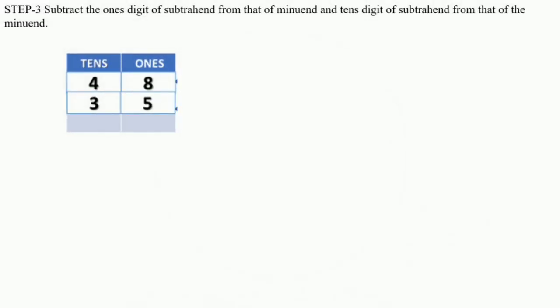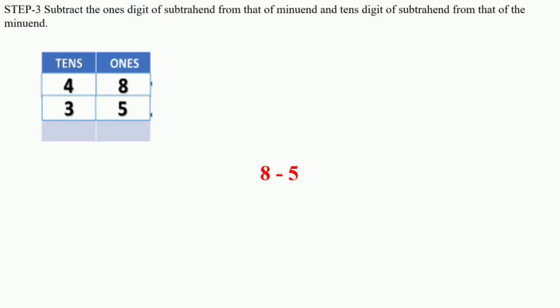Step 3. Now subtract the ones digit of subtrahend from that of minuend and tens digit of subtrahend from that of minuend. तो हमारे पास subtrahend है 35. 35 के 5 ones को minuend 48 के 8 ones से subtract करो और subtrahend के 30 tens को minuend के 40 tens से subtract करो. Now keep these numbers in bracket.